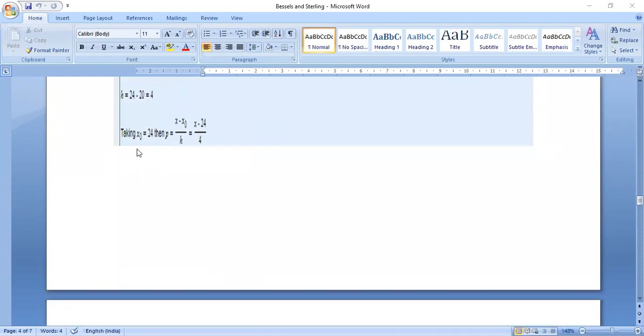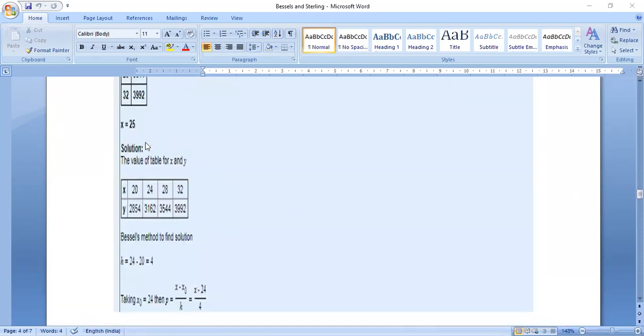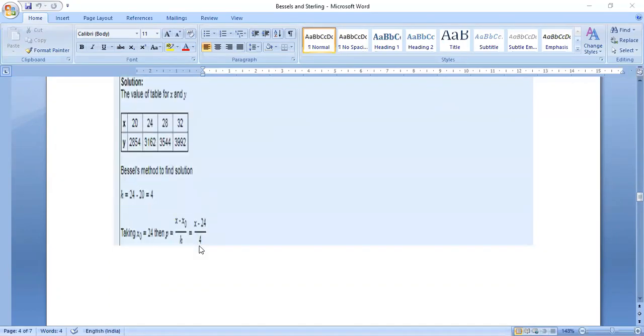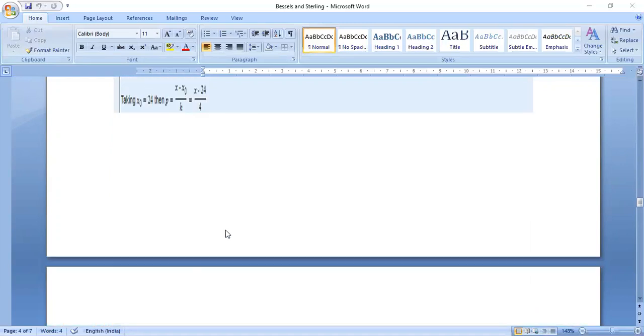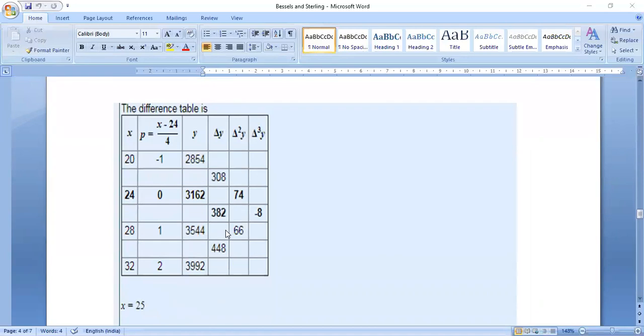Next we are going to take x naught is equal to 24, because here x is given as 25, and 24 is very close to 25. That's why we are taking x naught is equal to 24. Then p is equal to x minus x naught divided by h, which is x minus 24 divided by 4. So next we are going to form the difference table. These are the x values and these are the y values. We have to find the value of p here. The p value is equal to x minus 24 divided by 4.